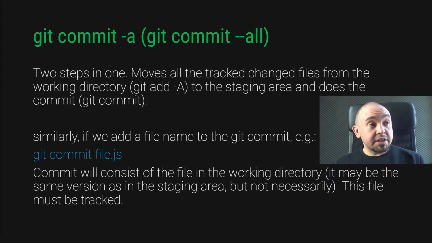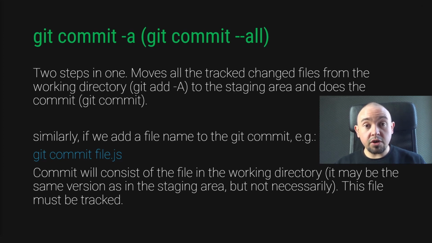Now let's talk about the git commit command with the a parameter with a single dash or the all parameter with the double dash. This command takes two steps in one. First of all, it takes all the tracked modified files from the working directory to the staging area. Remember, however, that in this case we are only talking about the tracked files, because the git add all command also transfers the untracked files to the staging area. Git commit all does not do that. Secondly, this command does the commit.